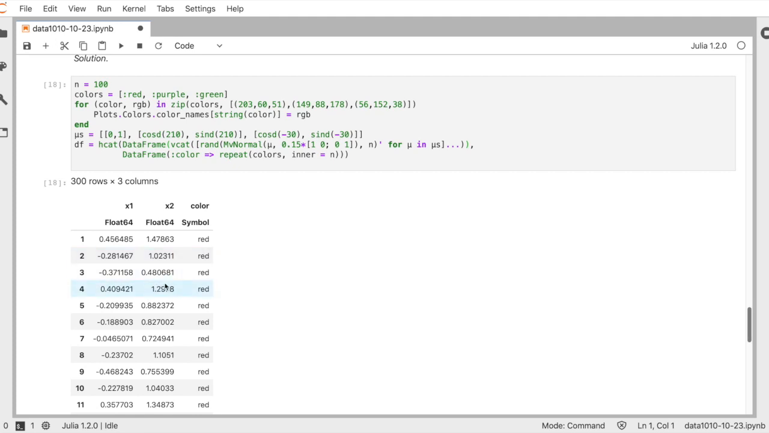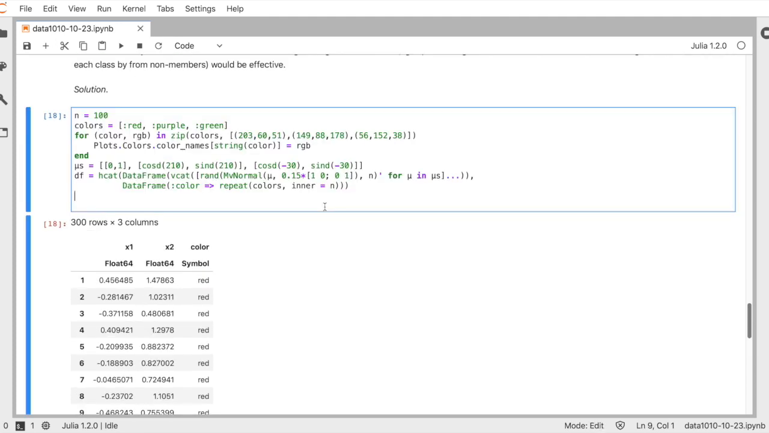So this is what our data frame looks like. So let's scatter these data. Let's use a data frames macro again. So we'll use these first 2 columns as our x and y values. So that's x1 and x2 as symbols.